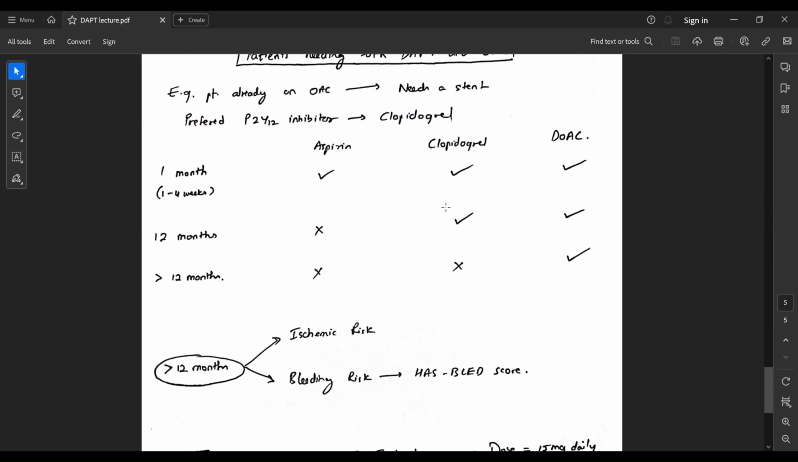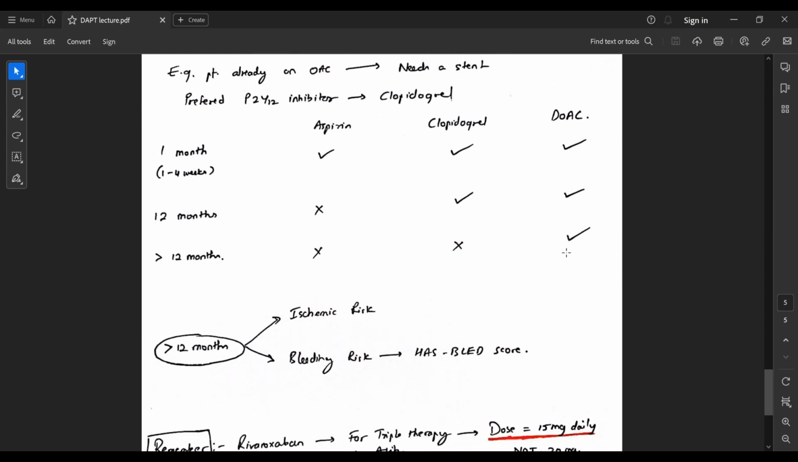So you can evaluate the risk of ischemia and the risk of bleeding, and then decide what to do after the 12-month mark. But these are the usual guidelines: drop the aspirin after 1 to 4 weeks, and then drop the clopidogrel after 12 months of the PCI, and then the patient will only be on oral anticoagulation.